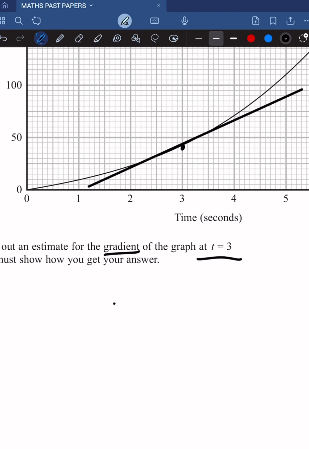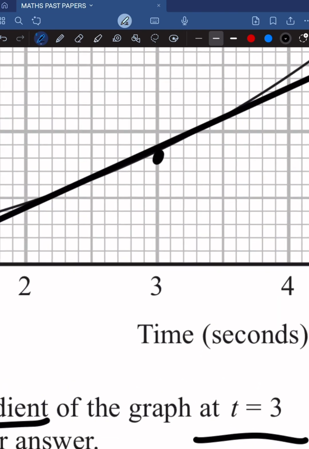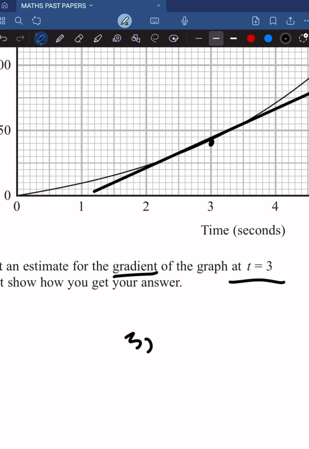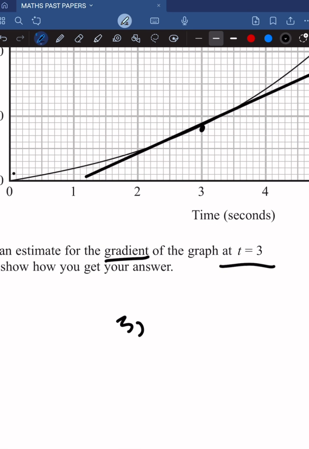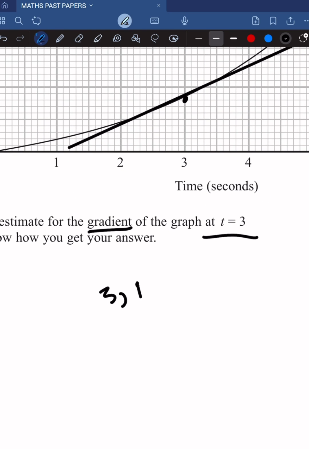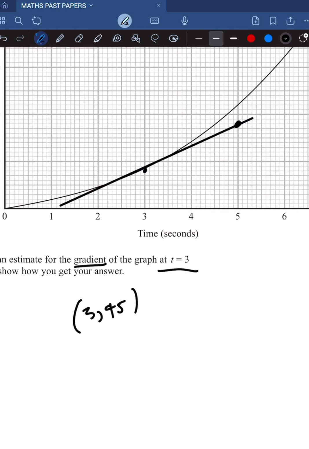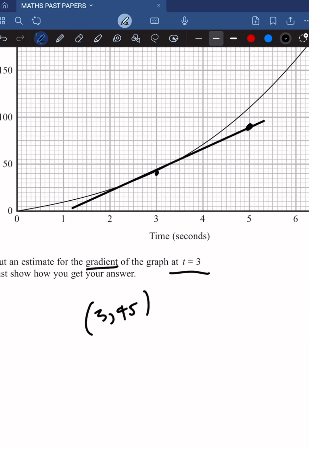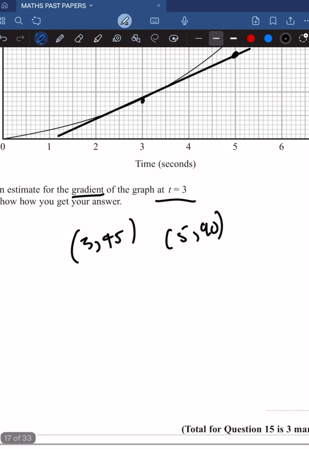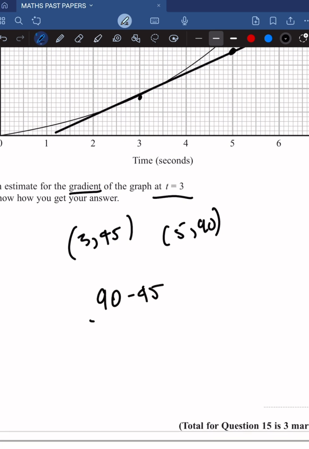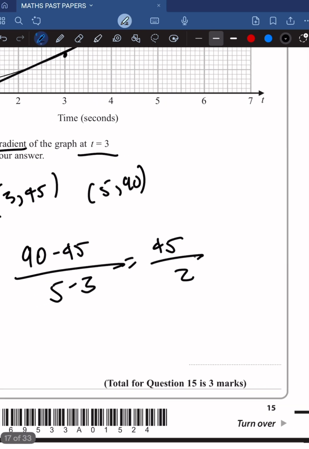So we can pick the point. That's 3, comma, I believe that is around 5, 10, 15, 20, 25, so that's around 45. Let's pick another point, this point here. That's 5, and that's 50, 55, 60, 65, 70, 75, 80, 85, 90. So that's going to be 5, 90. So the gradient is going to be 90 minus 45 over 5 minus 3, which is 45 over 2. That's 22.5.